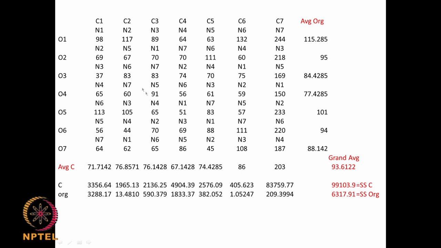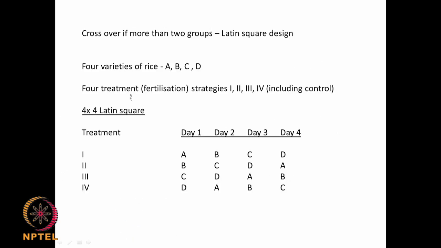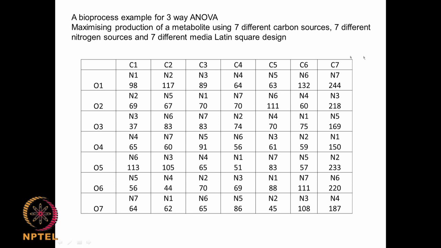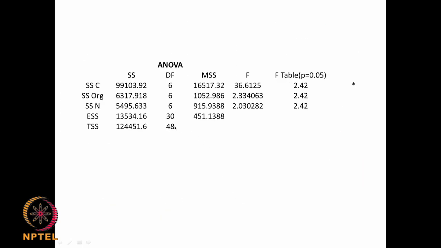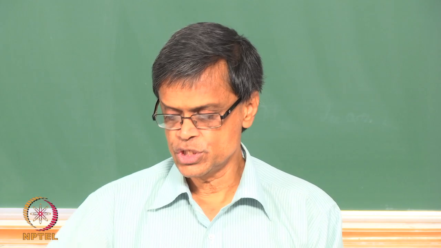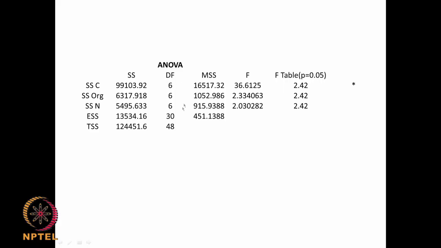Okay, as you can see, remember this, right? Our table, 7 into 7, so it is 49 data points. So we do degrees of freedom for total sum of squares is 48. We have 7 different carbon sources or carbon concentrations, so degrees of freedom is 6. We have 7 different organisms, so degrees of freedom is 6. 7 different nitrogen, so degrees of freedom is 6. So error sum of squares: 6 plus 6 plus 6 is 18, 48 minus 18 gives you 30. That is the error degrees of freedom.